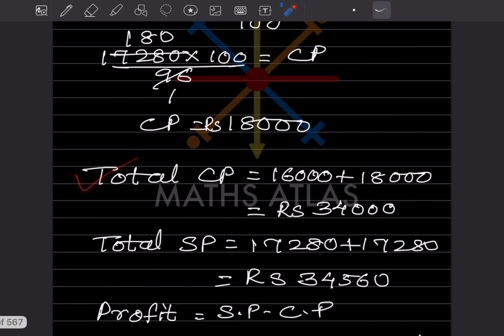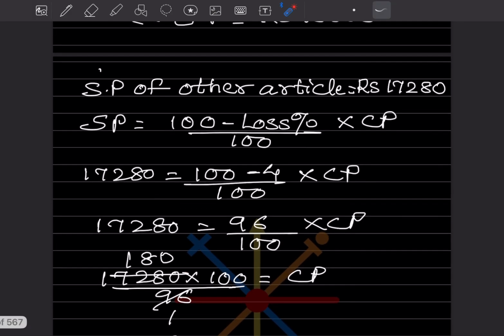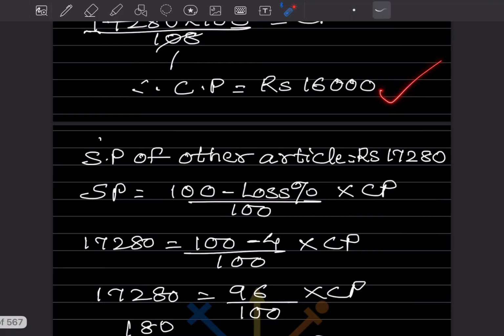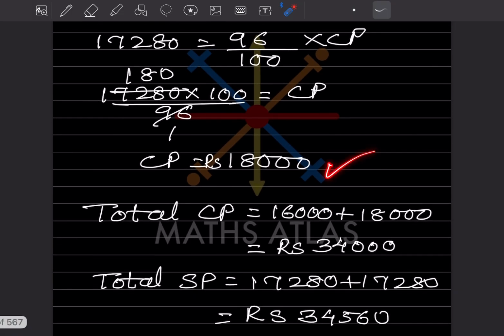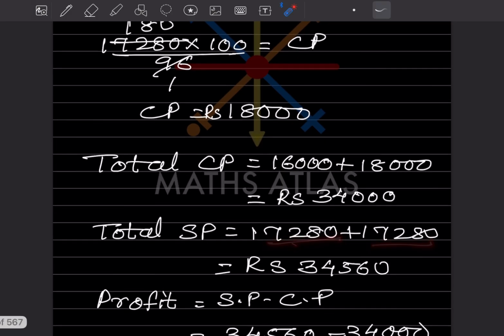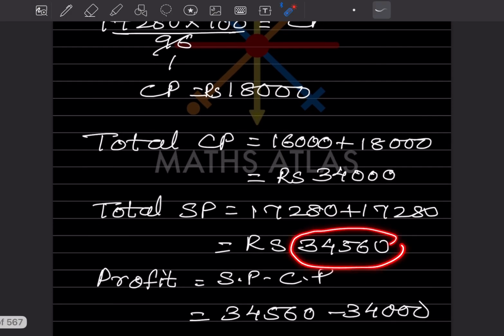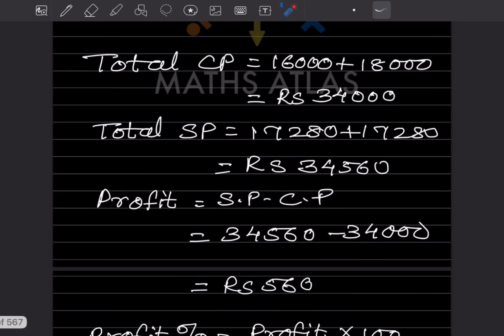So total cost price, you have to add both this and this one. So that is going to be 34,000. In total selling price, you have to add the selling price for the first and the second one. So that is going to be this amount. So you can say selling price is more. So that is a profit, selling price minus cost price. So the profit is 560.